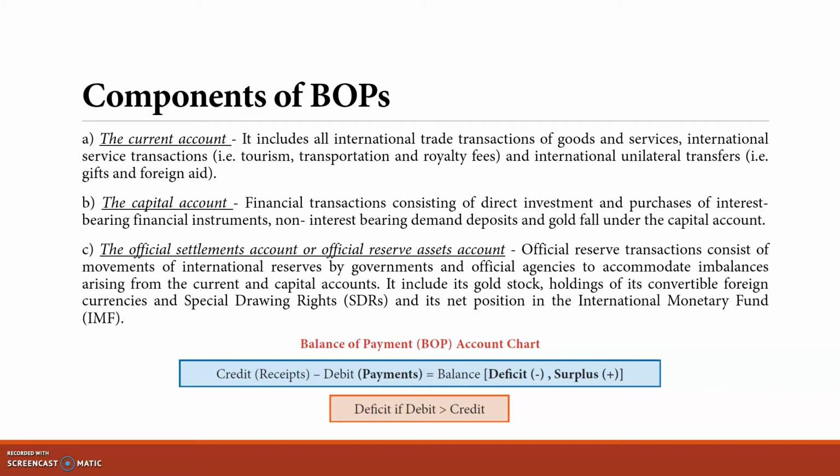We will see financial transactions consisting of direct investment and purchase of interest bearing financial instruments. Then non-interest bearing demand deposits and gold fall under the capital account. மூணு இது எடுத்துக்கிறோம். One, financial transactions consisting of direct investment. Direct investment, foreigners, foreign governments, individuals, they directly invest money in India, or we are investing money in foreign countries. That will come under capital accounts.